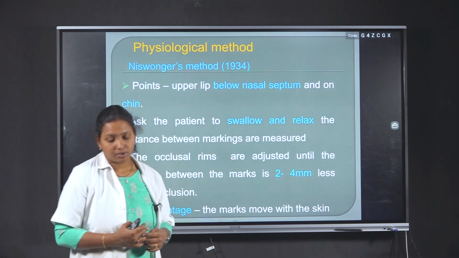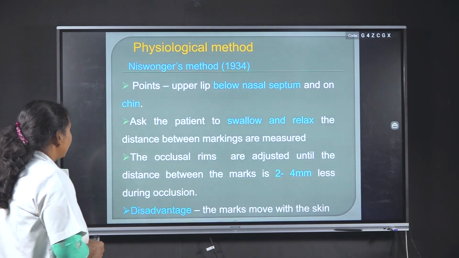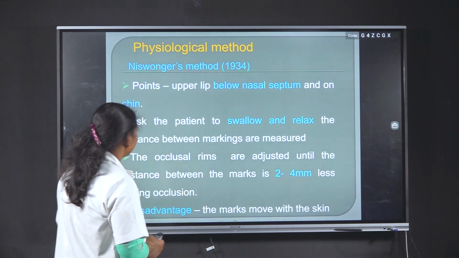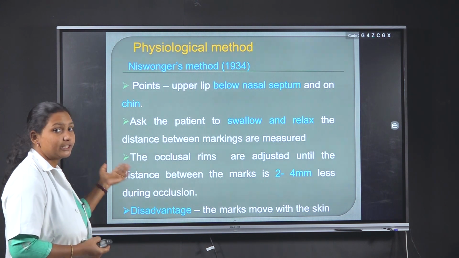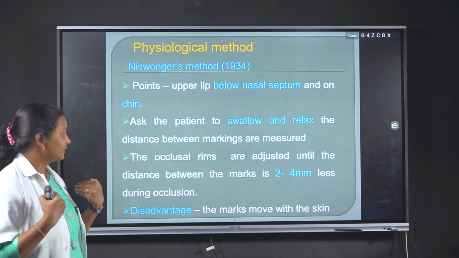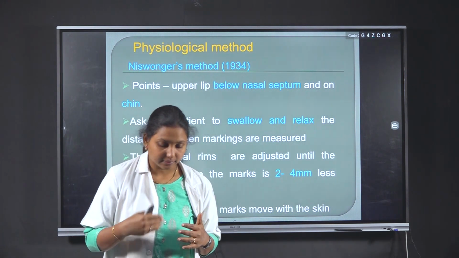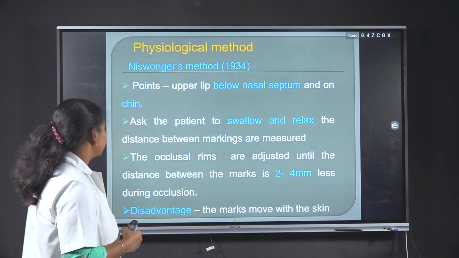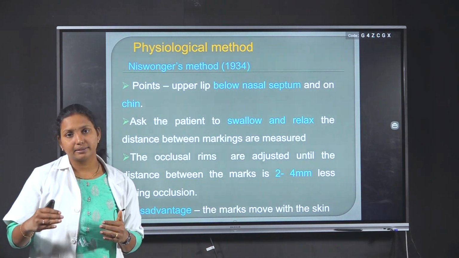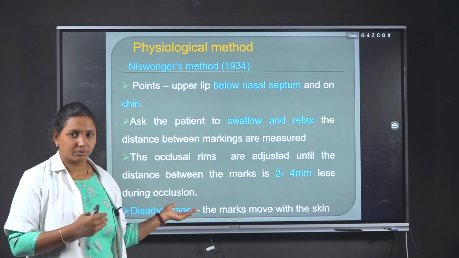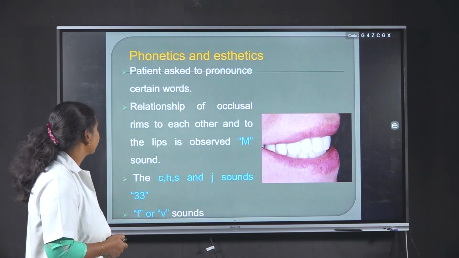Physiological method. This is given by Niswonger. As I told you, there will be points on the upper lip below the nasal septum and on the chin. We'll ask the patient to swallow and relax, and the distance between the two points is marked. The occlusal rims are adjusted until 2 to 4 mm of freeway space is obtained. It is the same method which I told you earlier. This is given by Niswonger.